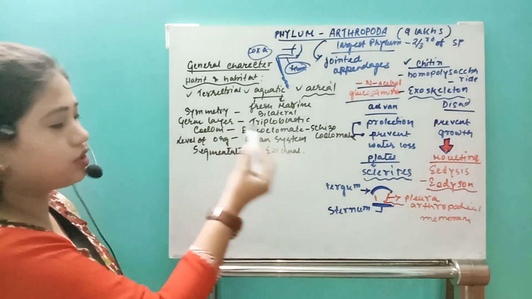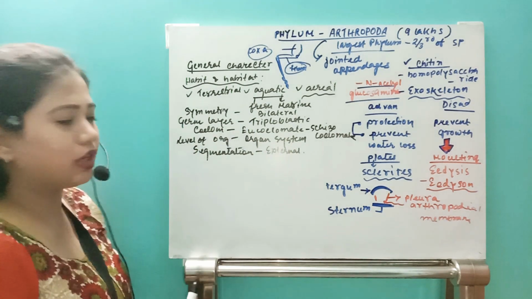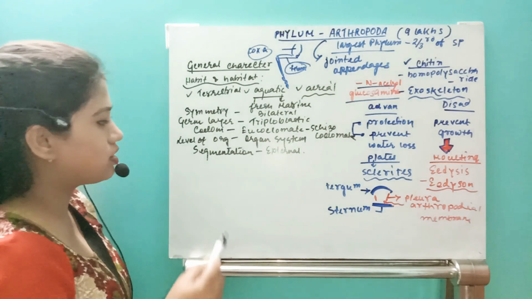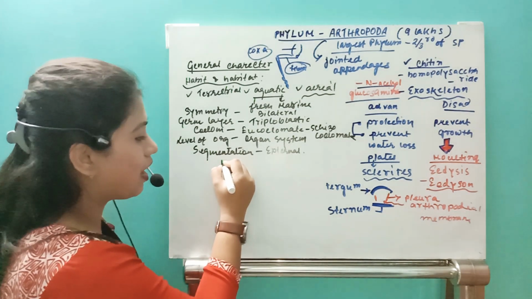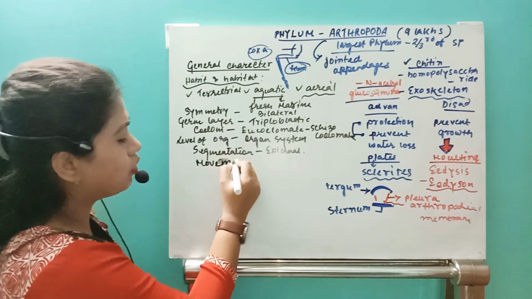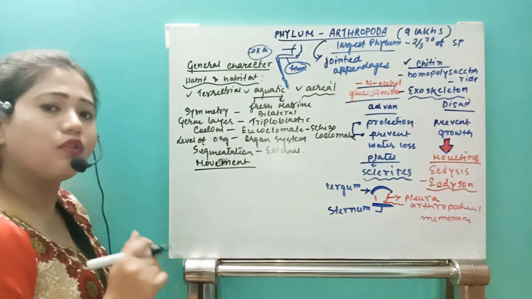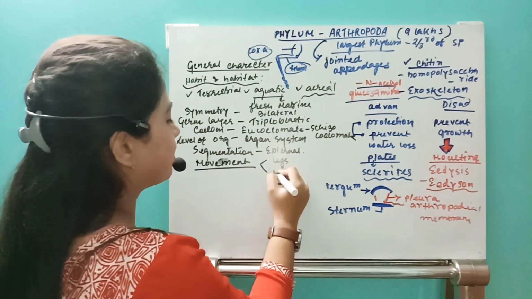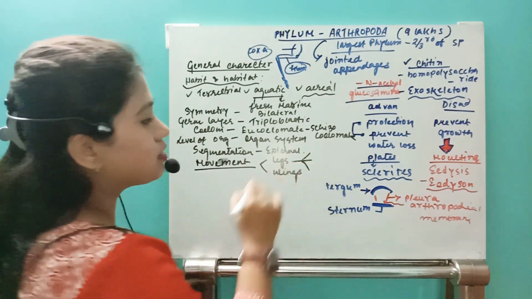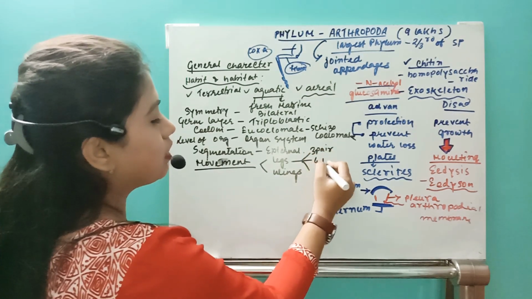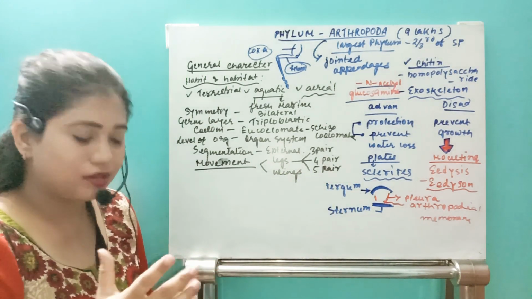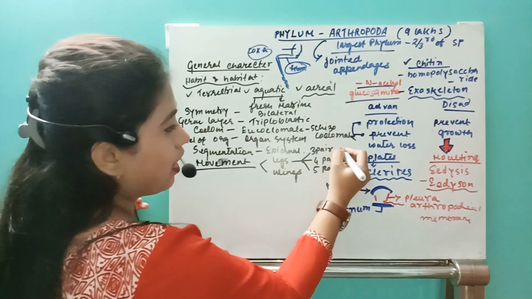So these are the general characteristics: habitat, symmetry, germ layer, coelom, level of organization, segmentation. Now let me tell you some important points. If it comes to their movement or locomotory organs, for movement and locomotion, what are they going to develop? They will develop legs and wings. Now, if it comes to the legs, some organisms will have 3 pairs of legs, some will have 4 pairs of legs, some will have 5 pairs of legs. So just remember, an easy way to remember is 3, 4, 5.